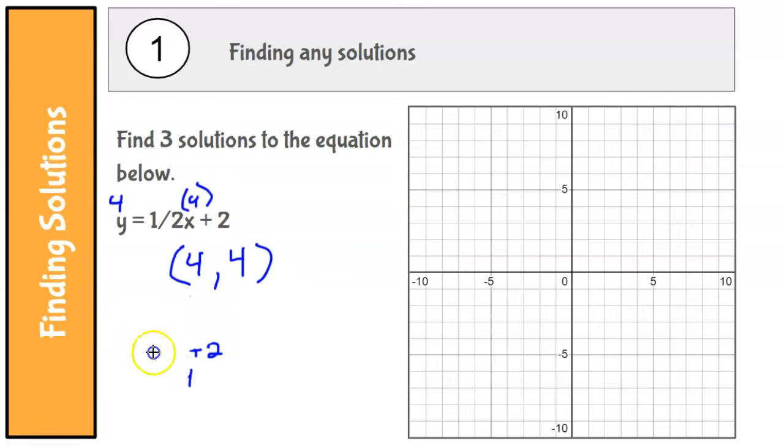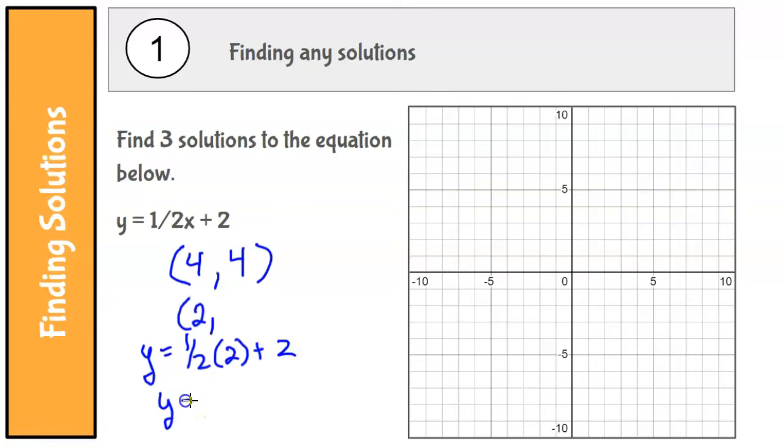It's not always the same x and y. So let's pick another number that's also easy to take half of. Let's try 2. So y equals 1/2 of 2 plus 2. So y equals 1/2 of 2 is 1 plus 2 is 3. So 2, 3 pairs together. All right, let's do one more.